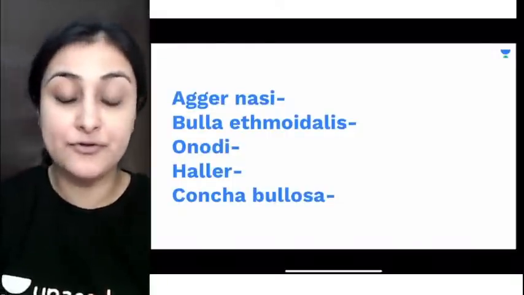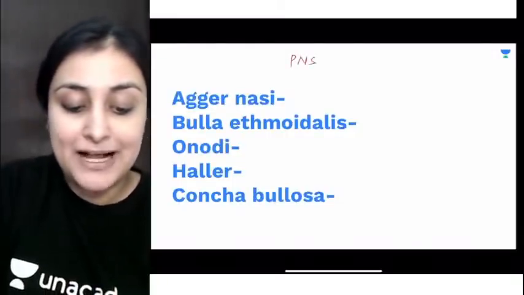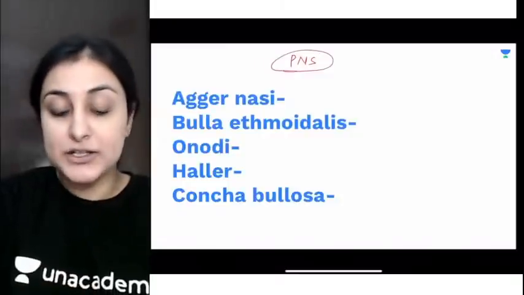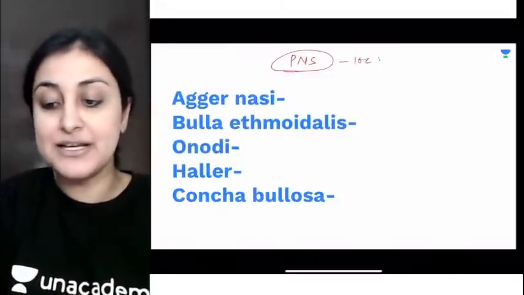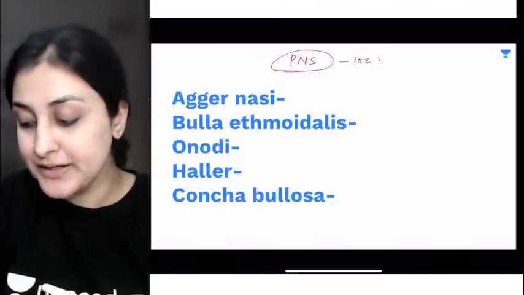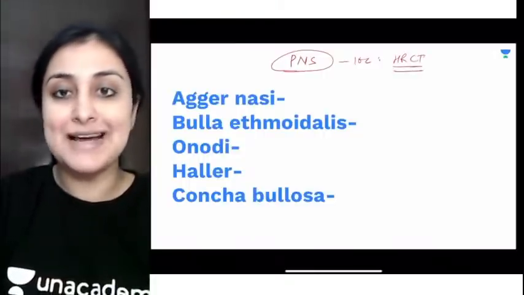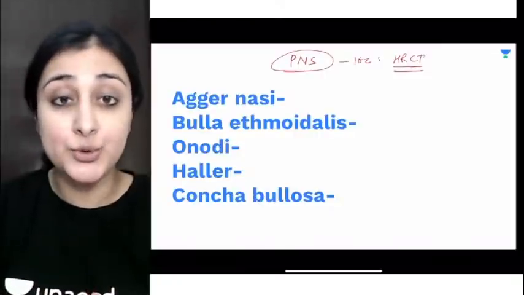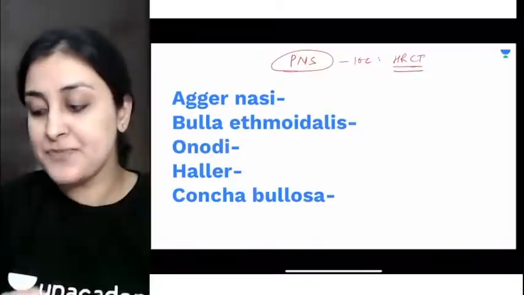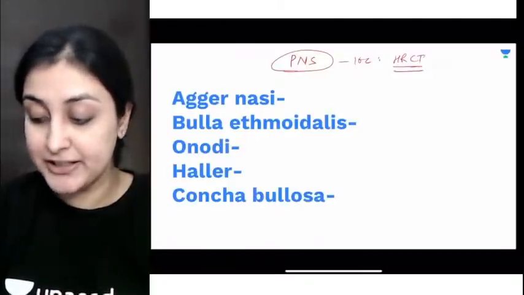CT anatomy. First of all, tell me, anytime you want to evaluate the paranasal sinuses, what is going to be the best investigation? Investigation of choice क्या है? It is HRCT, isn't it? It's high resolution CT of the paranasal sinuses that we'll do, and that I'll show you to identify all of these cells. इससे पहले फटाफट theory कर लेते हैं.